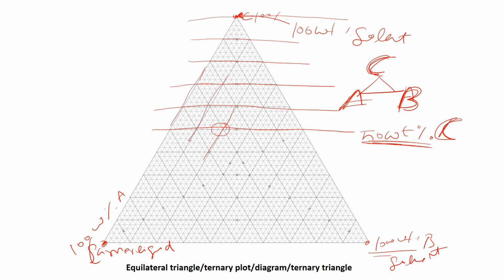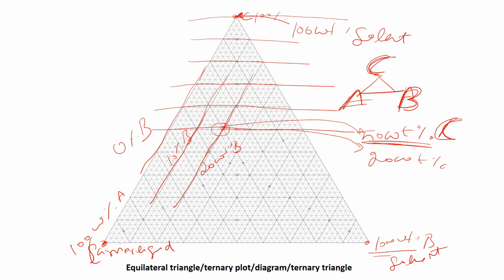So this one, we know this base is 0% B. So this line should be 10% B. So this line should be 28% B. So this point corresponds to 50% C and also 28% B. So whatever the remaining, 100 minus 50 plus 20, that will be equal to 38% A. So you will see exactly some line cutting on this point.